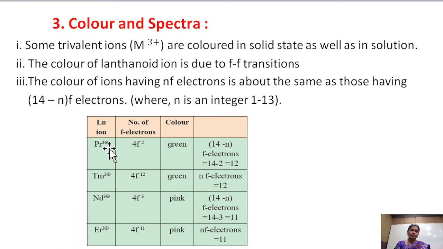Now these are the examples. This is the lutetium ion, the number of f electrons and color. Now this is the ion, these are the number of electrons, and this is the color.